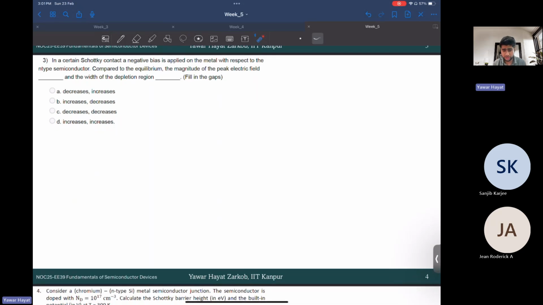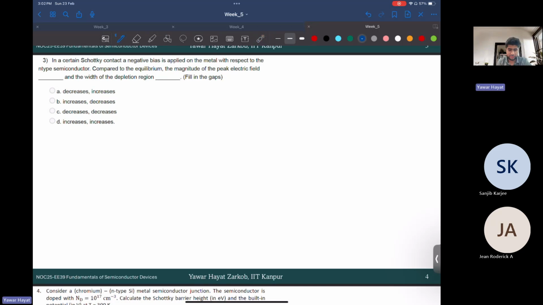In a certain Schottky contact, a negative bias is applied on the metal with respect to the n-type semiconductor. Compared to the equilibrium, how does the biased peak electric field compare with the equilibrium peak electric field, and how does the depletion width under this bias configuration compare with the equilibrium one? That is the question. So, let's start.